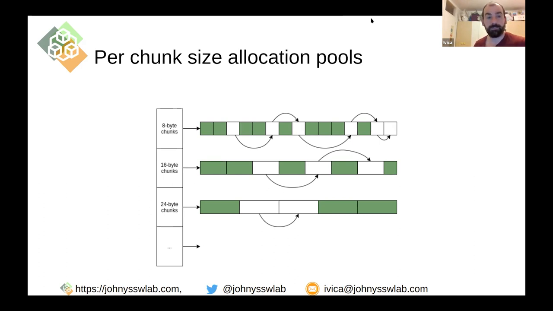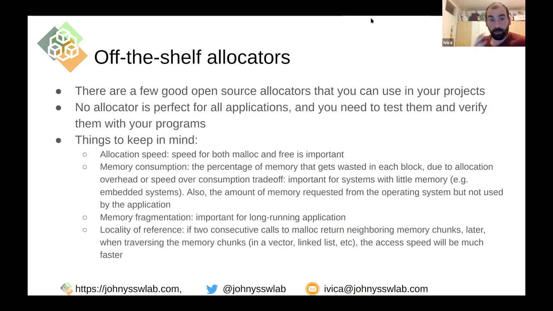Okay, moving on. So, off-the-shelf allocators: there are a few good open source allocators that you can use in your projects. No allocator is perfect for all applications. So allocators basically divide into low fragmentation, high performance, and low memory consumption. No allocator is perfect for all applications, and you need to test them and see which one fits your needs. Things to keep in mind: allocation speed, since I'm talking about performance, allocation speed is important for me.